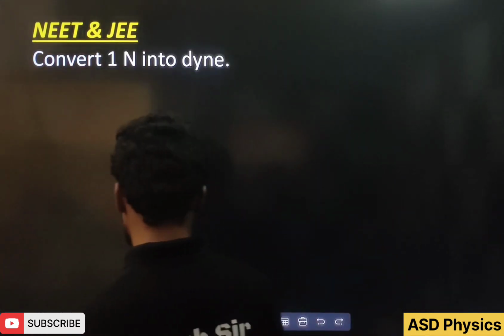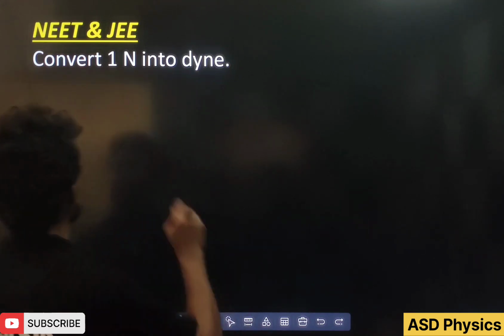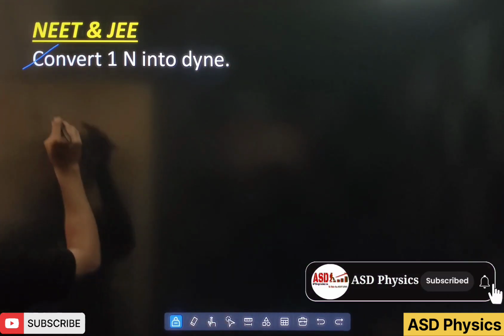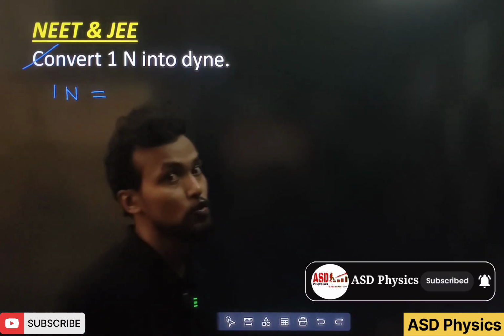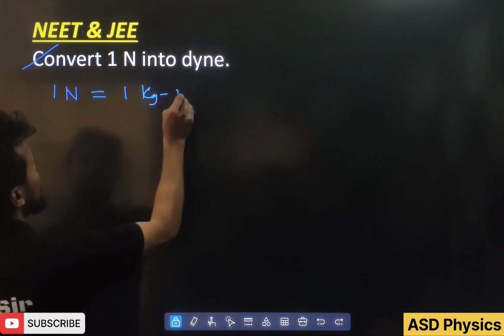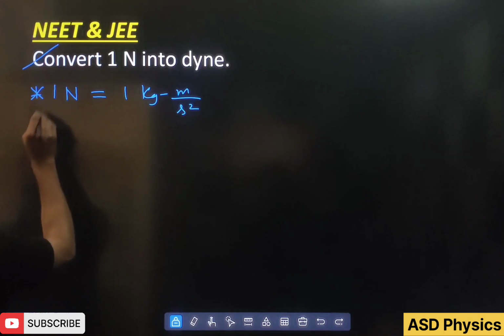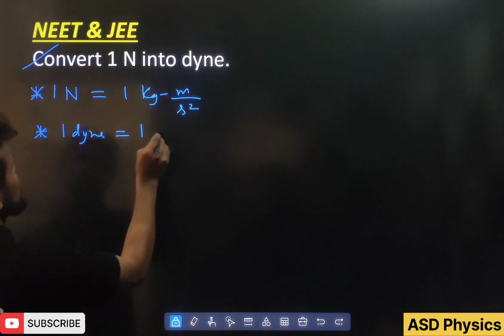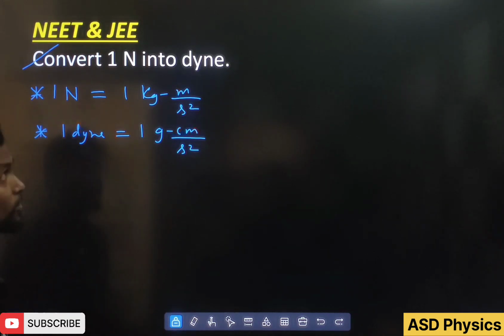Okay, after that, students, these are all the standard things we are doing. So see here, next one, convert 1 Newton into dyne. So first you should know very well the dimensional formula of force, I have already taught you, MLT minus 2. So 1 Newton means 1 kilogram meter per second square. And this is MKS. If we talk about the dyne, 1 dyne means 1 gram centimeter per second square.